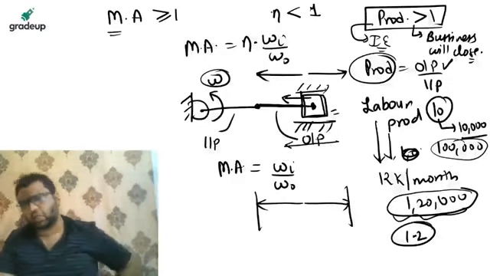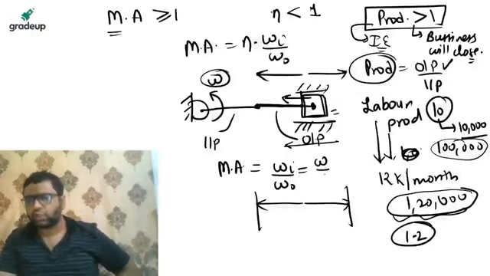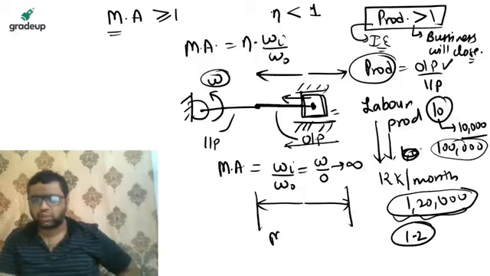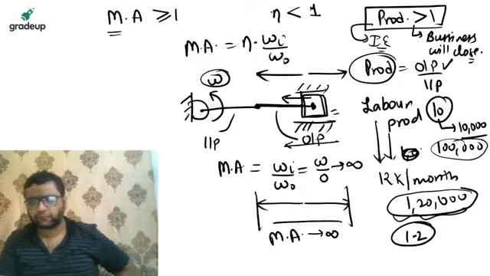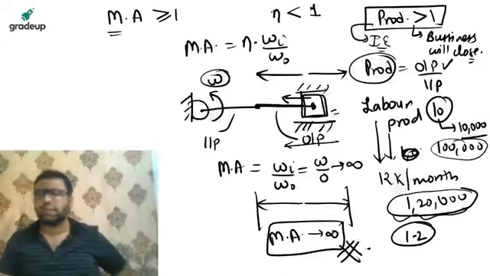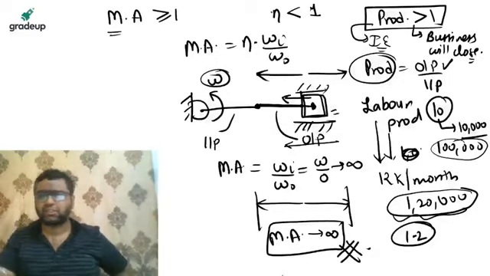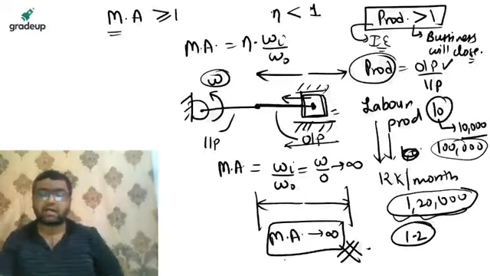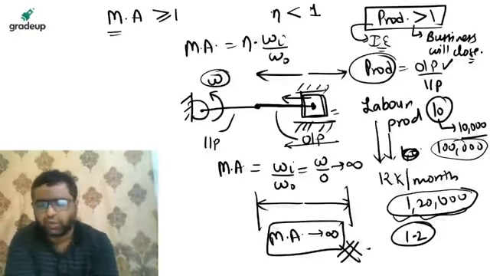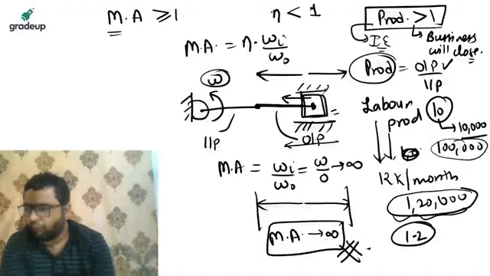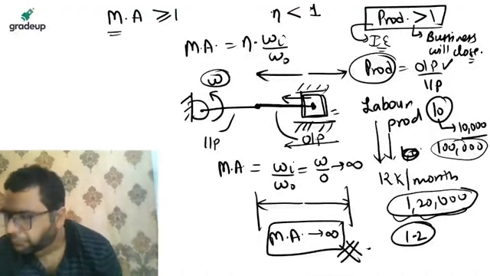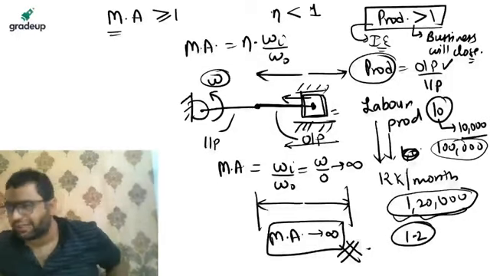So my dear, in that case, omega output is going to be 0 only. So it is going to be omega by 0, tending to infinity. So mechanical advantage will become infinite. For any such condition, when some link is going to change its direction of motion, mechanical advantage is going to be infinite. Whenever you have a crank rocker mechanism, there are two positions where the rocker changes its direction. Mechanical advantage will be infinite only. My dear, wherever the output link changes its direction, you are going to have infinite mechanical advantage. Yes, my dear, that's for sure.